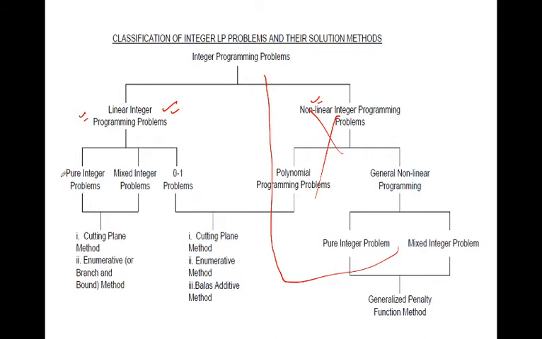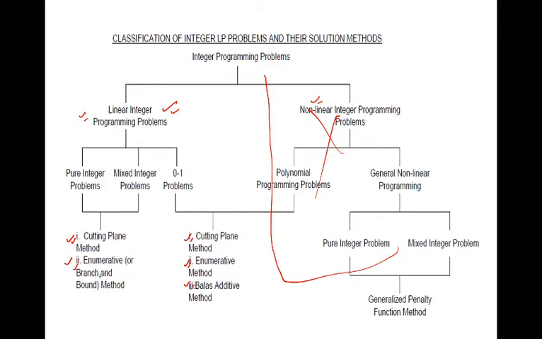For solving pure and mixed integer programming problems, there are different methods. The first is the cutting plane method, and the second is the branch and bound method. For solving 0 1 problems, again there are three different methods: cutting plane, enumeration method or branch and bound method, and the third one is the BLAS adaptive method.